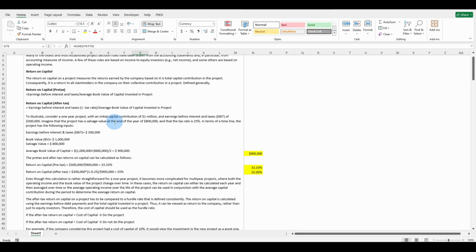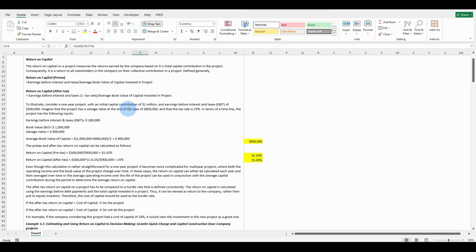To illustrate, consider a 1-year project with an initial capital contribution of $1 million and earnings before interest and taxes of $300,000. Imagine that the project has a salvage value at the end of the year of $800,000 and that the tax rate is 25%. In terms of a timeline, the project has the following inputs. Earnings before interest and taxes, $300,000. Book value equals $1 million. Salvage value, $800,000. Average book value of capital, $1 million plus $800,000 divided by 2 equals $900,000.